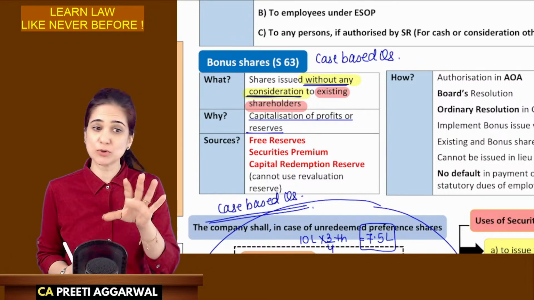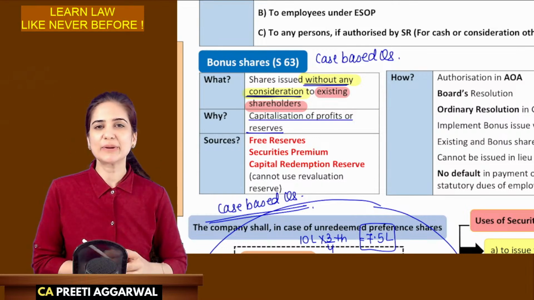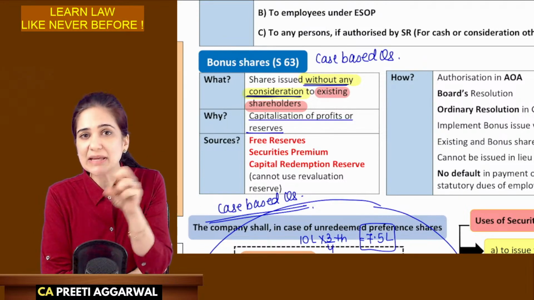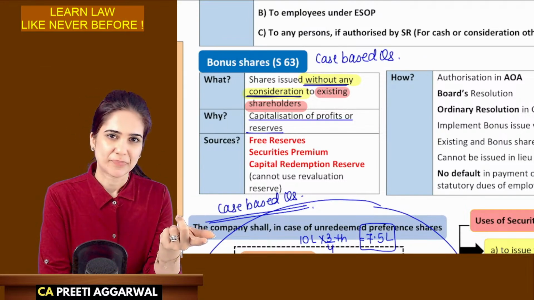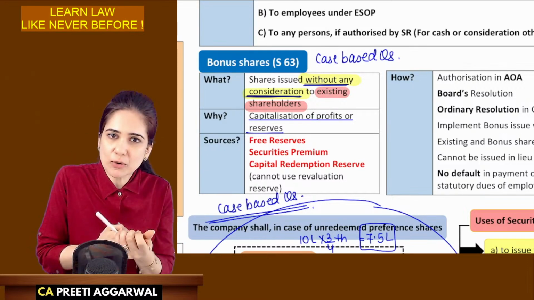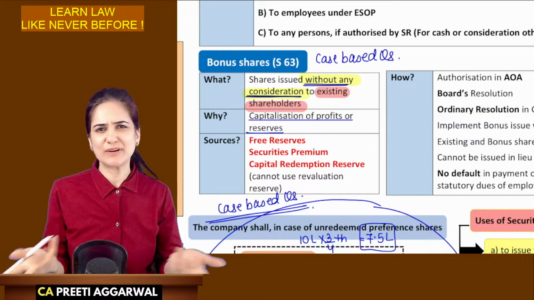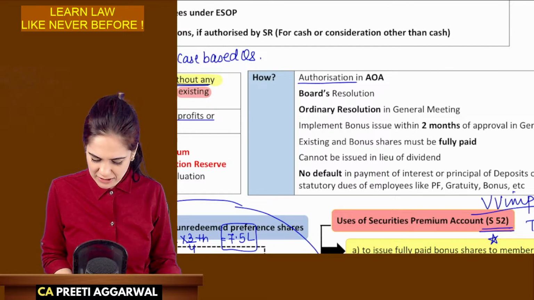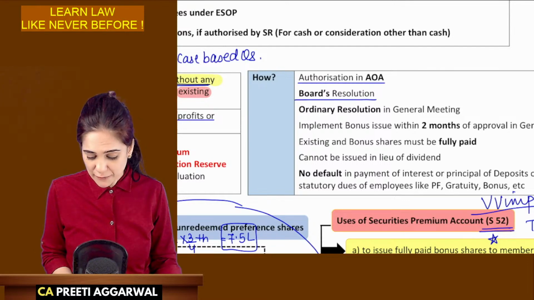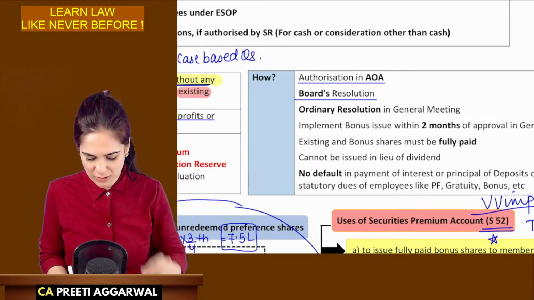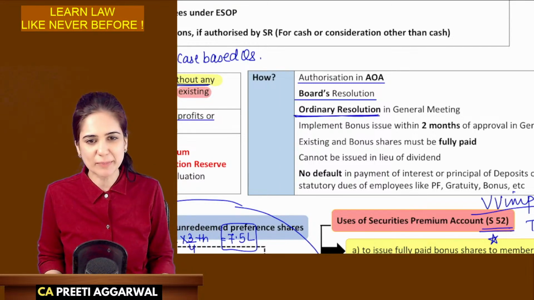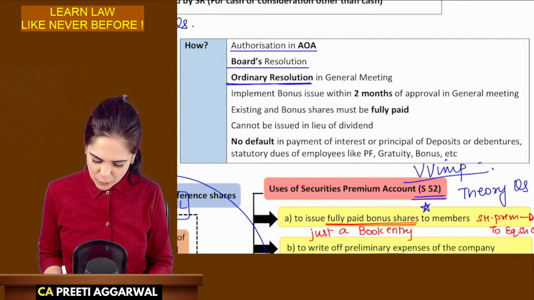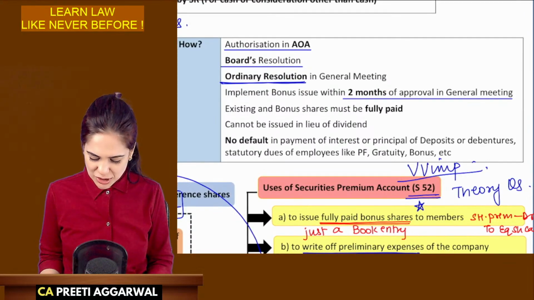Okay. But if the shareholder says, no, no, no, we don't want share, we want dividend only, then the company cannot say, now we don't have cash, you accept bonus shares. Bonus shares cannot be given in lieu of, means instead of dividend. If the shareholders want dividend, we will have to give them dividend only. If they're okay with bonus shares, then we will give them bonus shares. What is the procedure? I need authorization in the articles. You need a board's resolution, which will recommend the issue of bonus shares. Then we need an ordinary resolution. Just an ordinary resolution in the general meeting is to be passed. Who will not give their consent to free shares? Yeah. We must implement the bonus issue within 2 months of the approval in the general meeting.